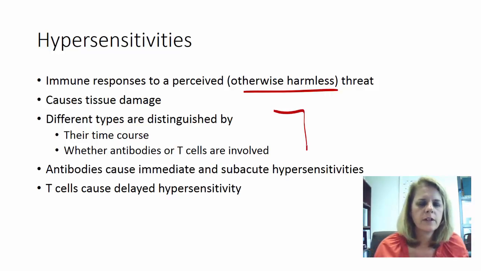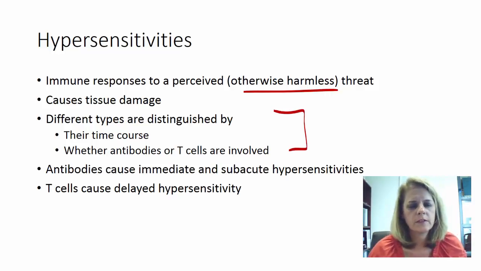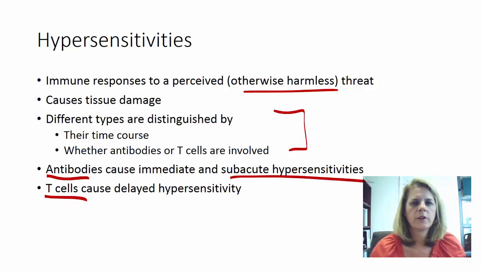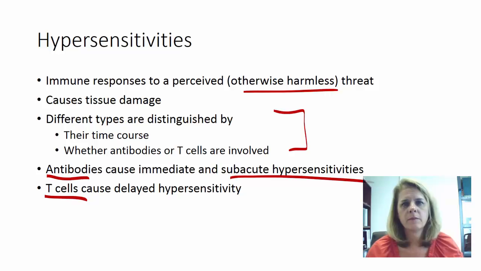Okay, so there are different types of hypersensitivities, and they can last anywhere from a couple of minutes to a couple of hours. Typically, if it's an immediate hypersensitivity, that's the antibodies, and if it's a delayed hypersensitivity, so maybe you ate something and several hours later you became sensitive to it, that would possibly be T cells.